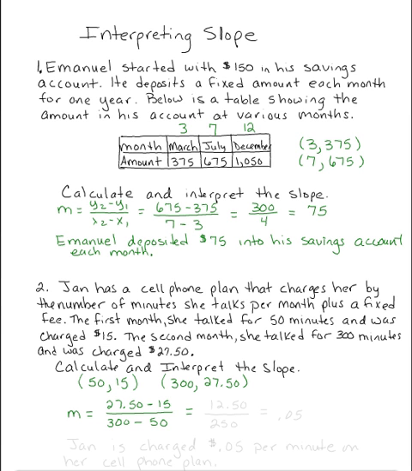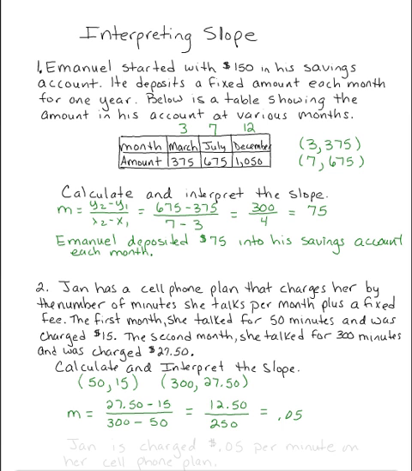Do our calculations. Now on top, we're going to get $12.50 and on the bottom, when we subtract the x's, we get 250. Take $12.50 divided by 250, and we get 0.05.